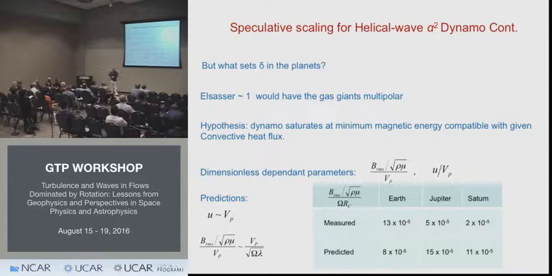And it doesn't work. If you use that estimate for delta, what you find is that the gas giants would all be multipolar, not dipolar. That's not right. You can try Willie Christensen's suggestion that the magnetic field strength is independent of rotation rate. That doesn't work for the same reason.